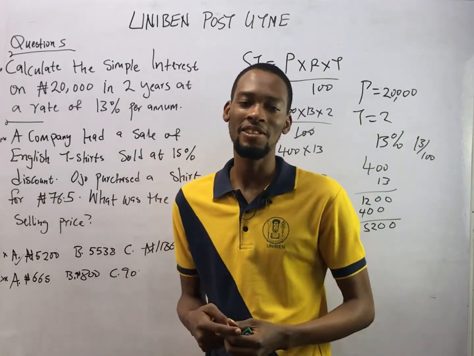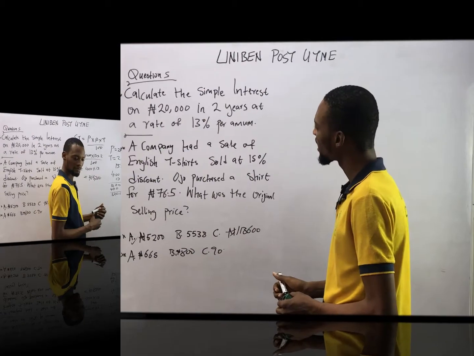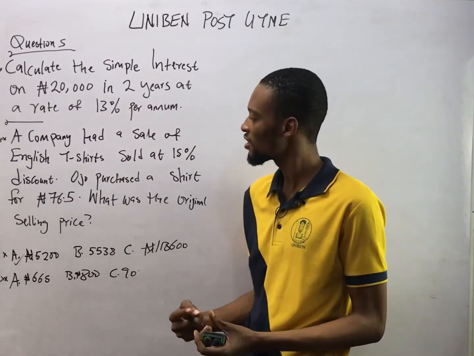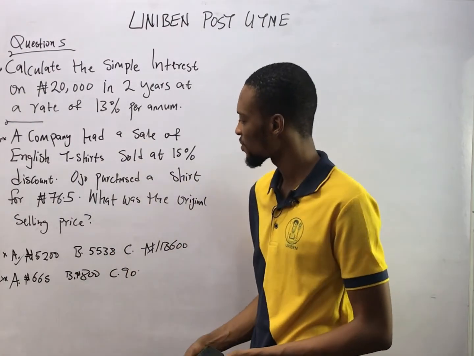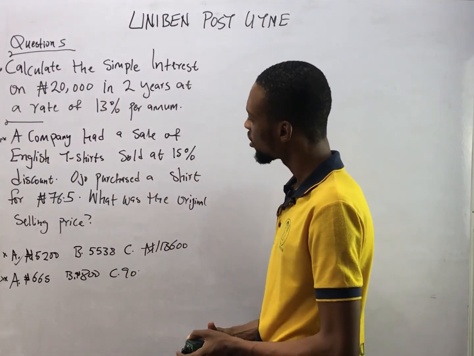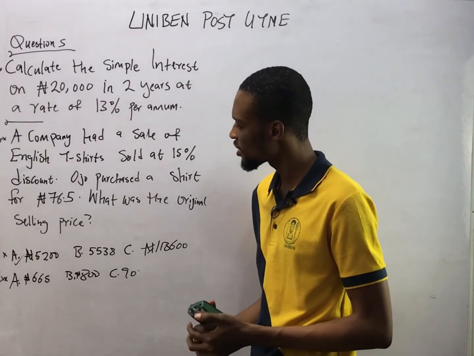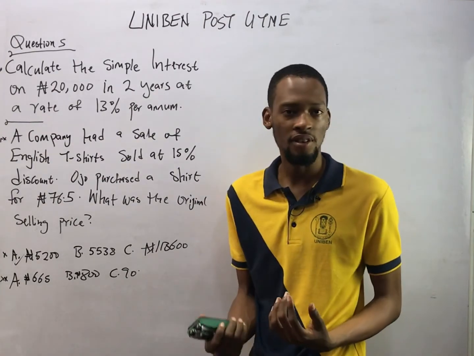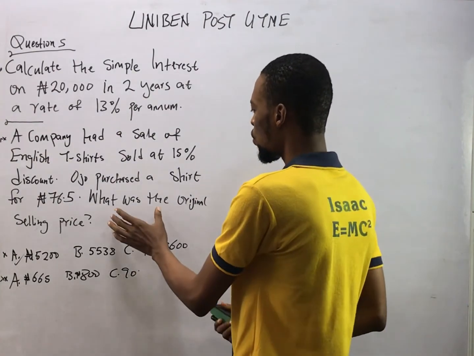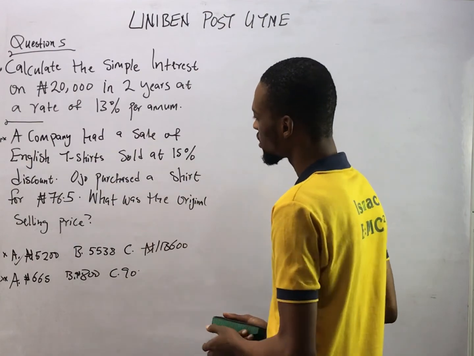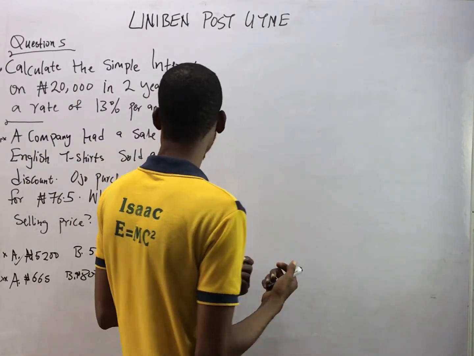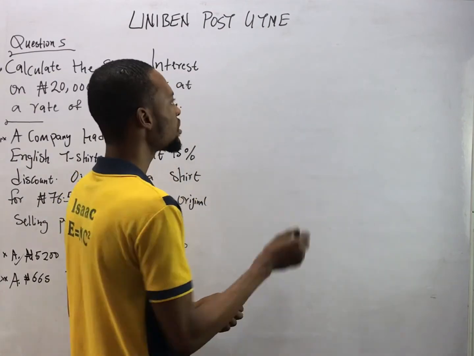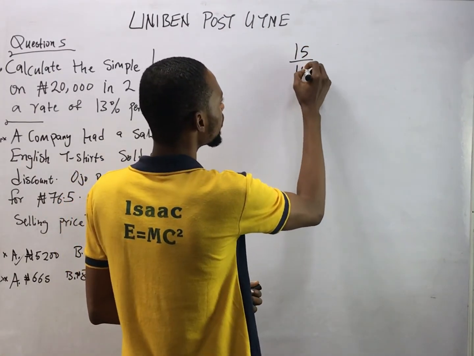So let's see the next question. A company had a sale of English t-shirts sold at 15% discount. Okay. Ojo purchased a shirt for 76.5 naira. What was the original selling price? Now, they say that the t-shirts are being sold at a discount. That means 15 over 100.